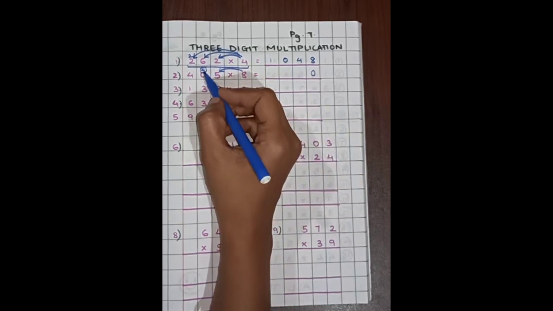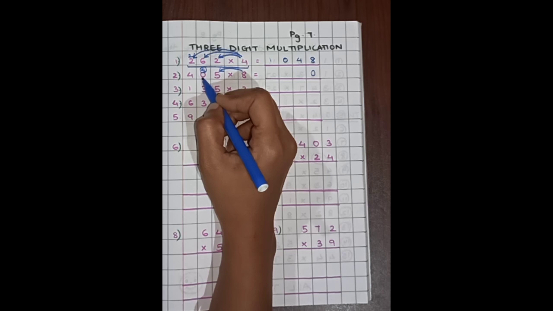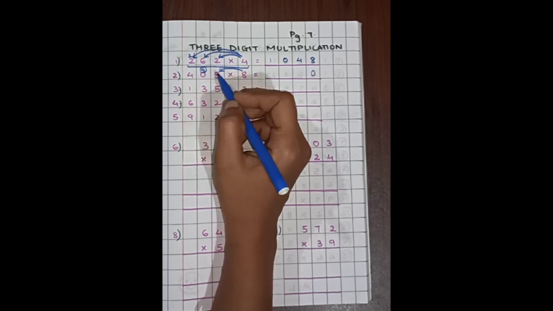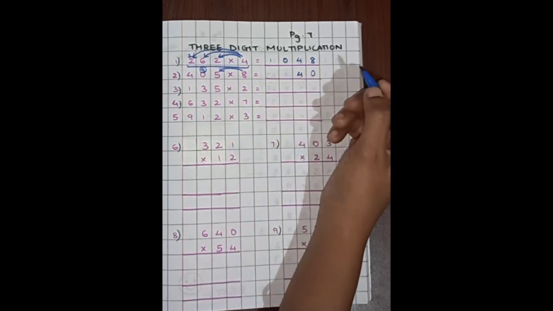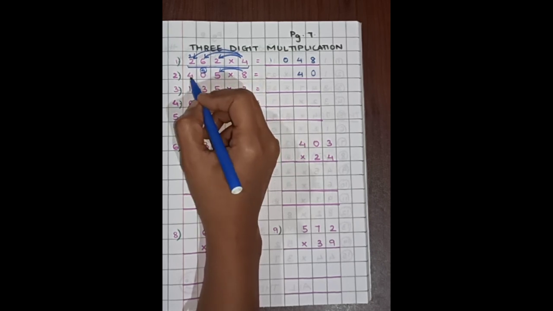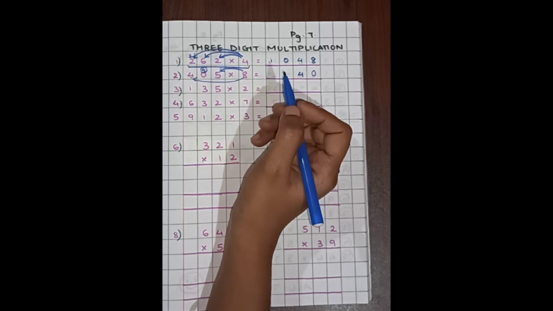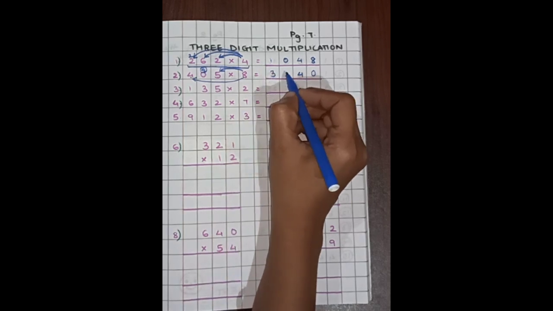If it has a carryover, children, you have to add that number. See, 8 zeros is 0 plus 4 will give you 4, right? So you have to add 4. Now 8 4s are, what is 8 4s are? 8 4s is 32. 3 and 2.